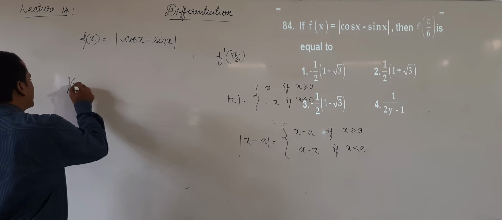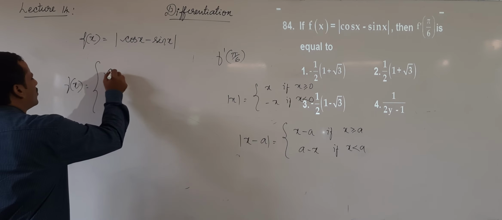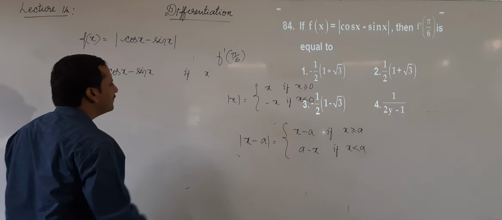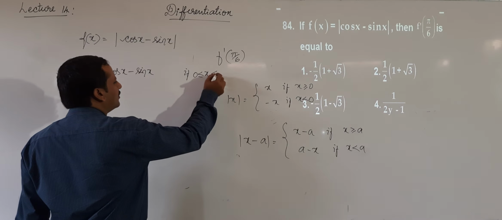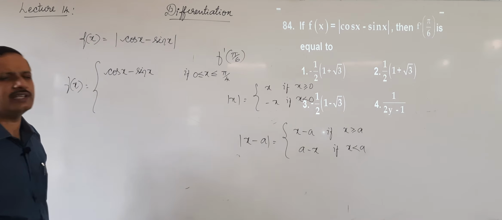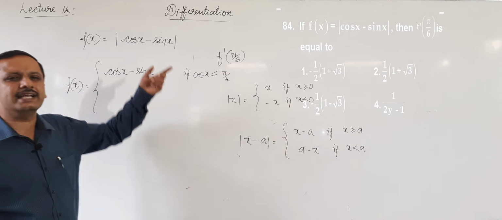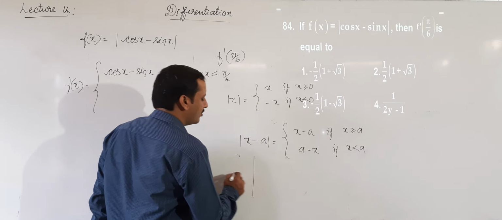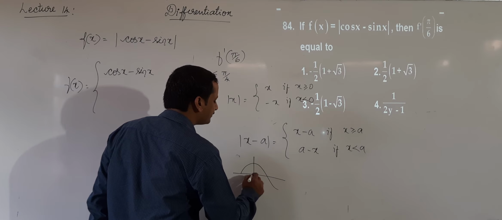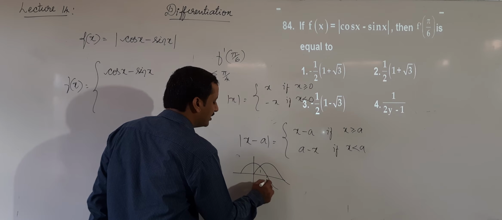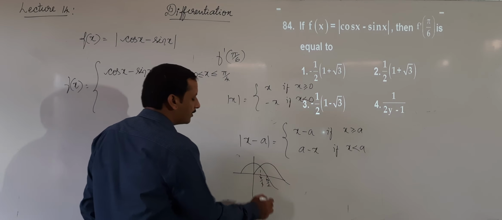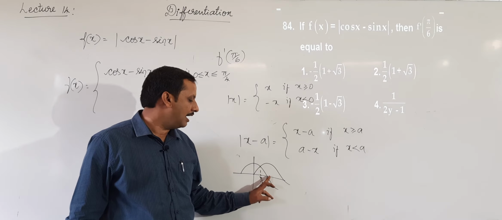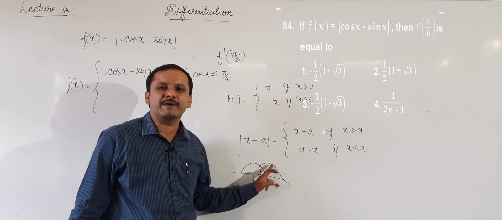This f of x, we can write it as cos x minus sin x if x is greater than or equal to 0, less than or equal to pi by 4. Between 0 and pi by 4, cos x is greater. See, between 0 to pi by 4, the graph of cos x lies above the graph of sin x. This is pi by 2, this is pi by 4. So at 0, cos is greater than sin. At pi by 4, both are equal.